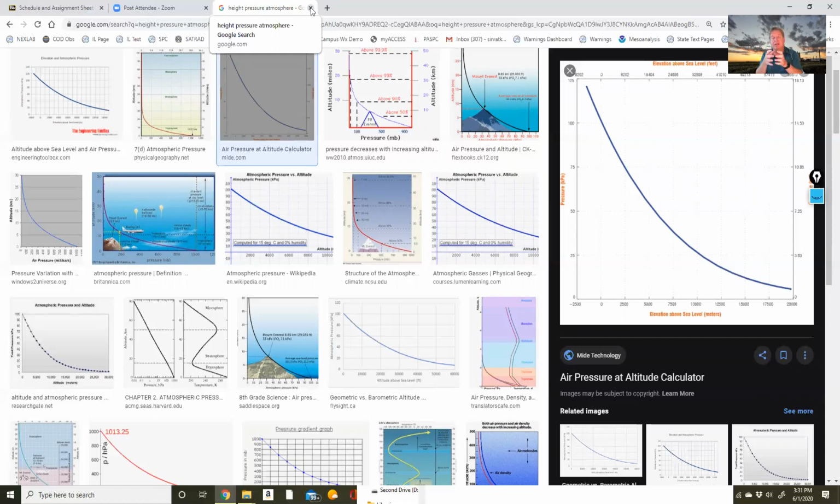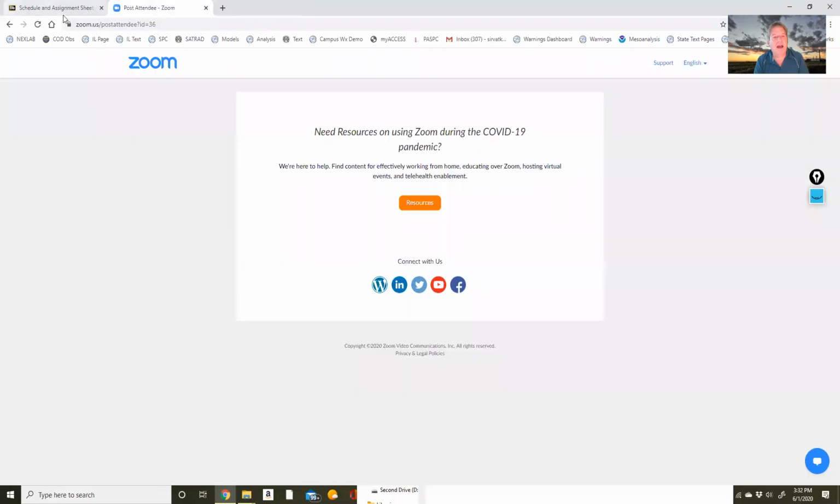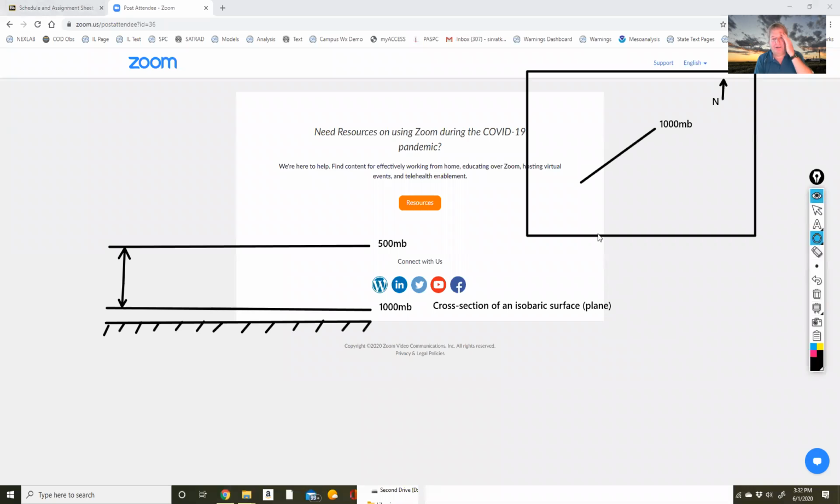Pressure goes down, the air will expand. But if you make it warmer, the air also expands. Okay? So I want you to think about that for a second. Heating the air makes the air expand. Making it expand makes the air less dense. Okay? So let's go back to our picture here.